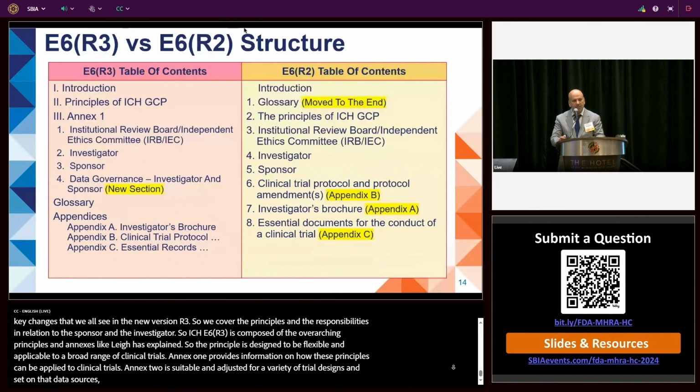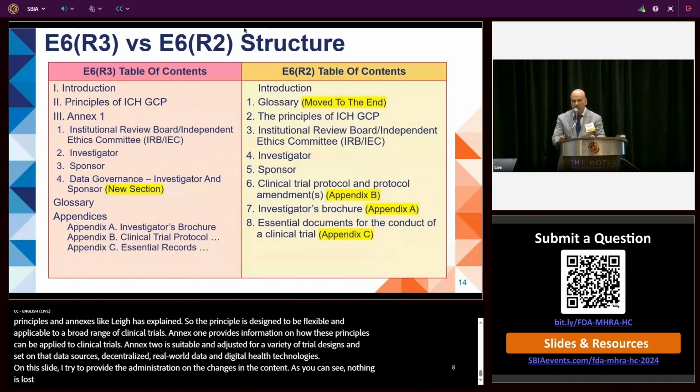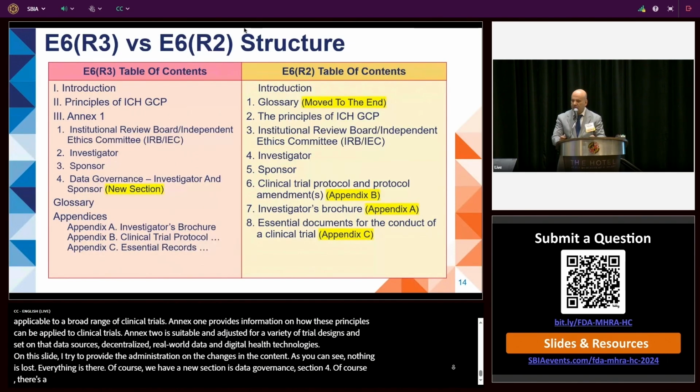In this slide, I try to provide an illustration on the changes to the contents. As you can see, nothing is lost. Everything is there. Of course, we have a new section, which is data governance, section 4. And of course, there is a rearrangement. What was section 6, 7, and 8, respectively, clinical trial, investigator brochure, essential document, are now appendices in the new version.